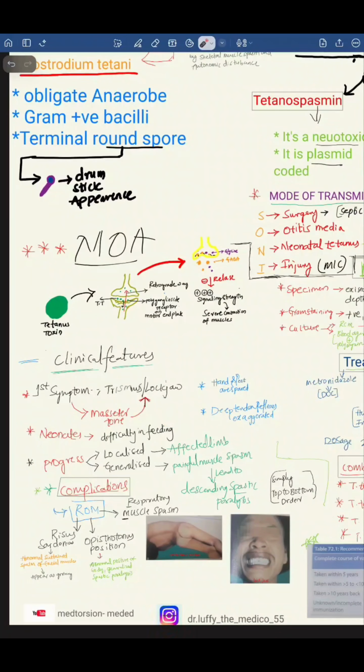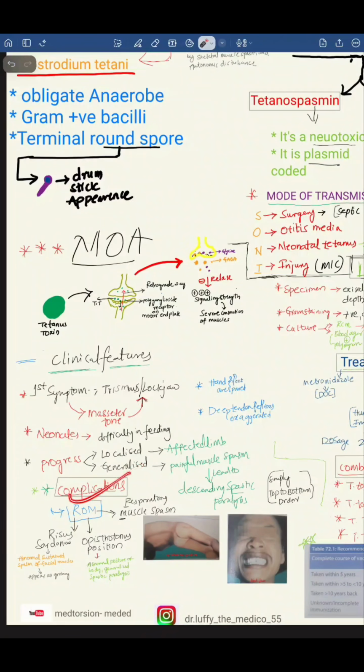Next, what is the progress of the disease? It can be localized or generalized. In localized tetanus, the spasm is limited to the affected limb. In generalized tetanus, painful muscular spasms lead to descending spastic paralysis. The complications can be remembered with the mnemonic ROM: risus sardonicus, opisthotonus position, and respiratory muscle spasm.